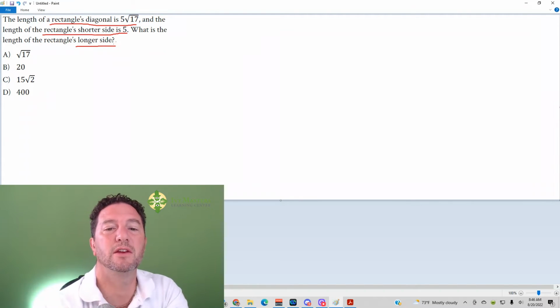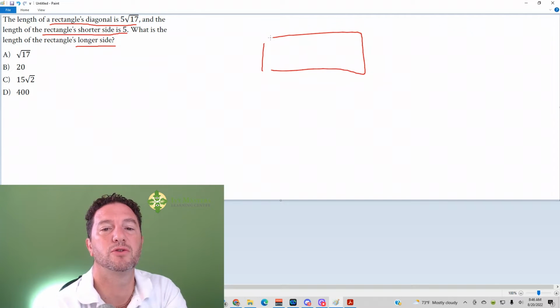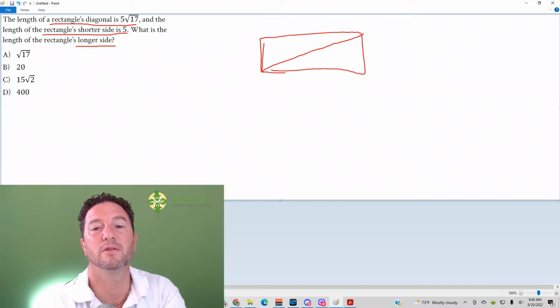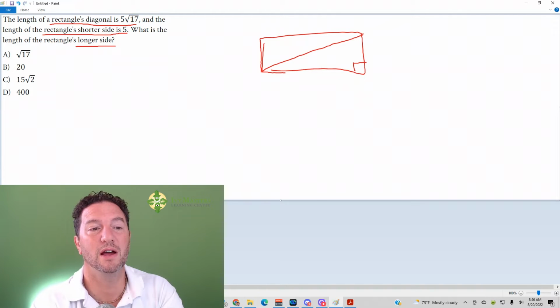Anytime there's something that you could draw, it's a good idea to draw it. So let's say we draw our rectangle, and when we draw the diagonal, what do we notice? Hey, we've got two triangles. So what kind of triangles do we have? We have right triangles. And what we've got is the shorter side is 5, and the diagonal is 5 root 17.